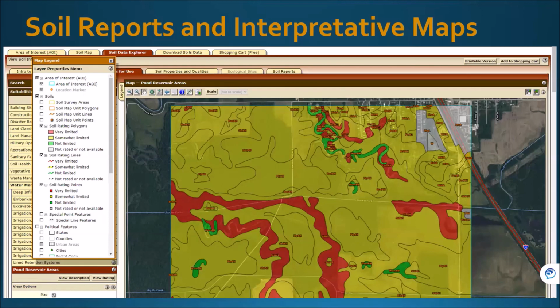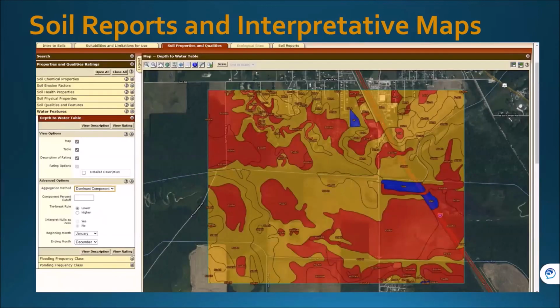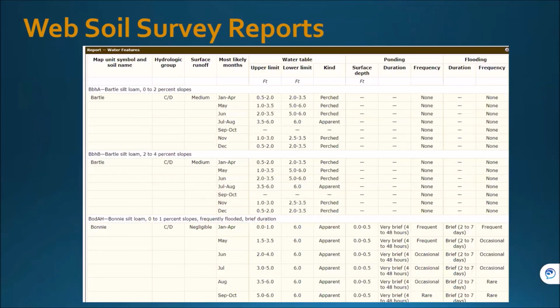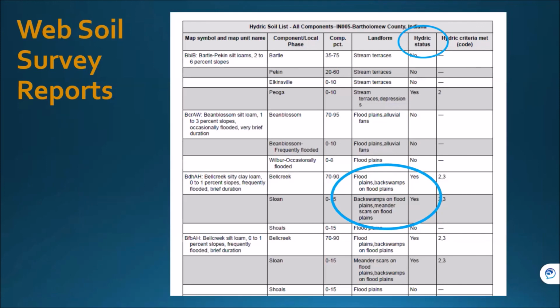This is just a couple of thematic maps that we can utilize and you can create. So this just happens to be pond reservoir areas. This kind of just gives you a visual on that. This is the property and qualities. This is just a different one for depth of water tables. And this is the report that goes along with that. And then once again, the Web Soil Survey report. Next slide.